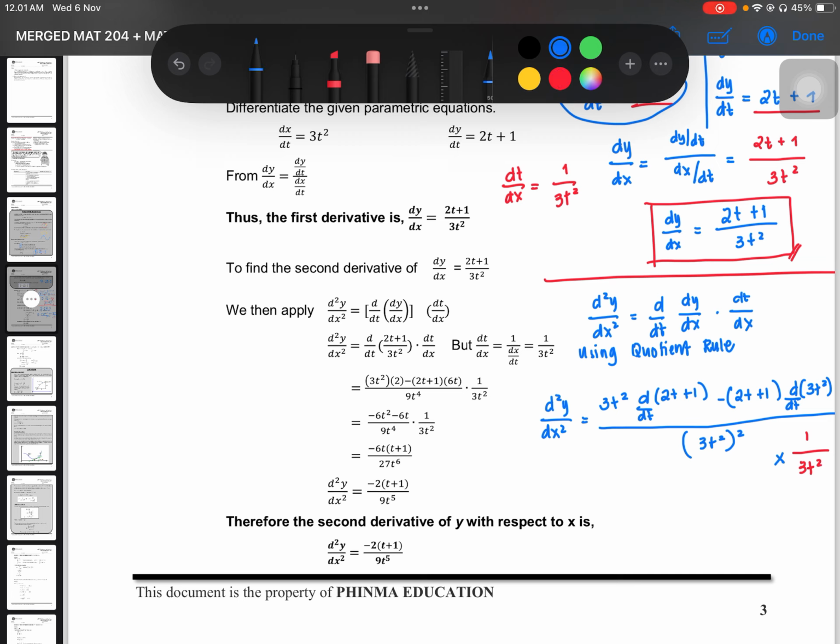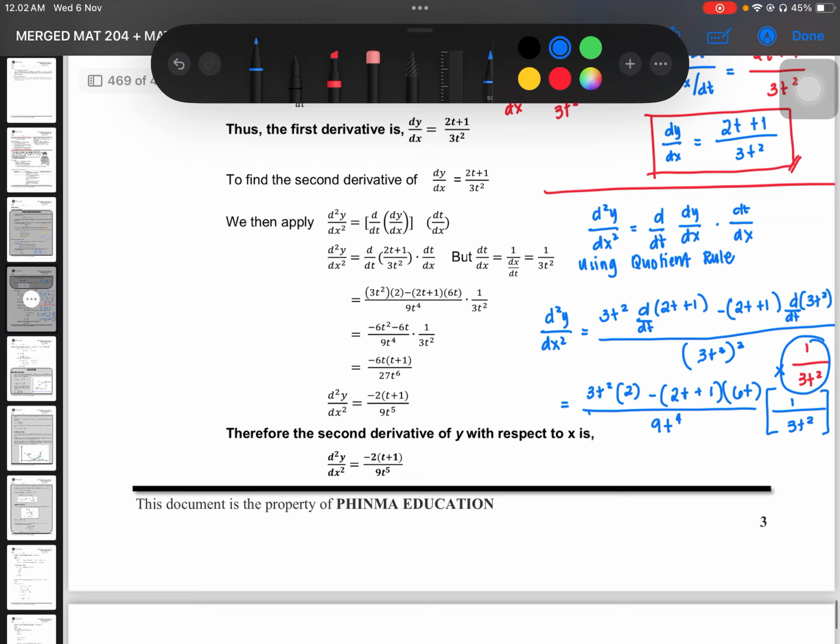Okay? So, with this, simplify lang natin. We have 3t squared. The derivative ng 2t is 2. Tama? Okay, minus 2t plus 1. Then, derivative ng 3t squared is 6t. All over 3t squared, quantity squared, 3 squared is 9. Then, t, 2 times 2 is 4. Okay. Then, we multiply this by 1 over 3t squared.